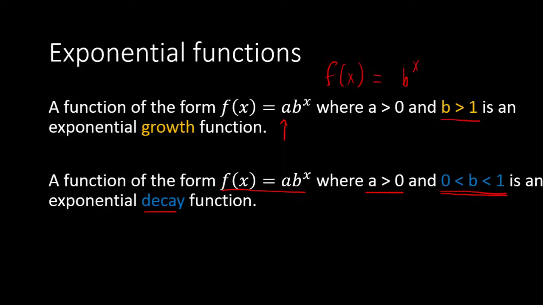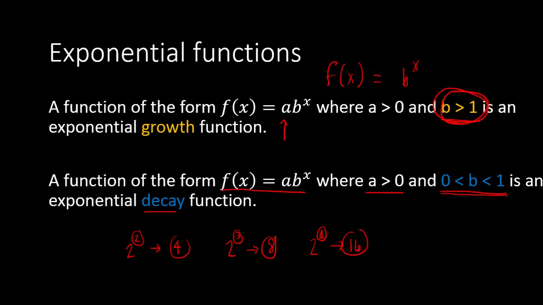For example, if I had 2 squared, I get 4. If I increase my variable, I get 8. If I increase my variable, I get 16. So as my variable increases, notice that the result also increases. Notice that this is a whole number greater than 0.